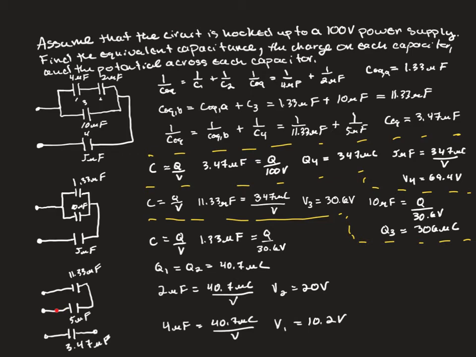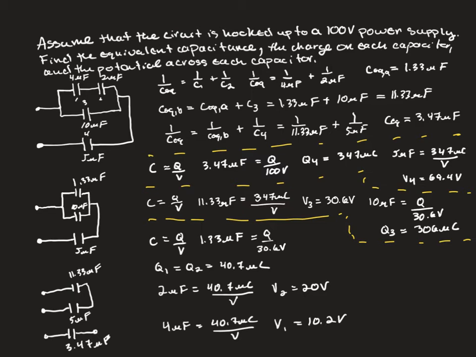And then I've drawn what the circuit equivalently looks like at this point in time. So the 11.33 and the 5 are in series. So I'm going to do 1 over the equivalent capacitance is equal to 1 over 11.33 microfarads plus 1 over 5 microfarads to get 3.47 microfarads. So that's the equivalent capacitance of this setup of capacitors.